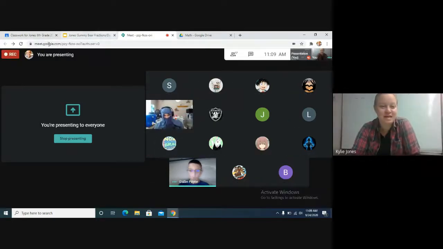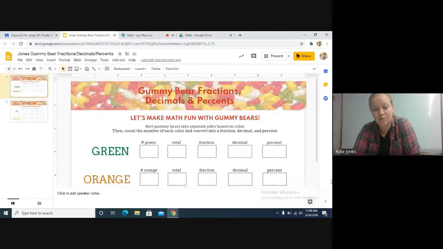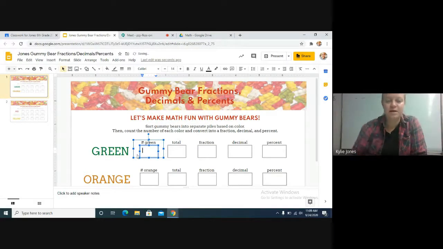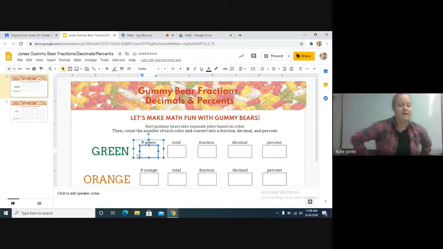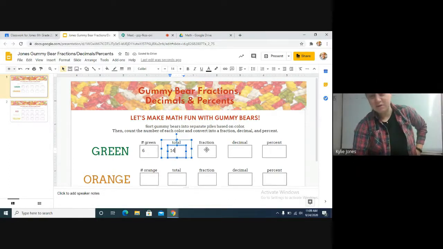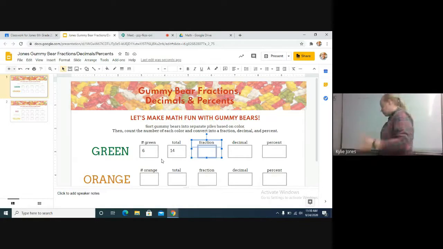Maybe, yeah. So we're on the Gummy Bear Conversions. Hopefully it's opening up for you. When it does, I'm going to put in some numbers. We're going to do the green one together. Let's say you have a pack of gummy bears and there are 6 green, and in total there are 14 gummy bears of different colors. So 6 of them are green, and in total you have 14. We need to make this a fraction, a decimal, and a percent.